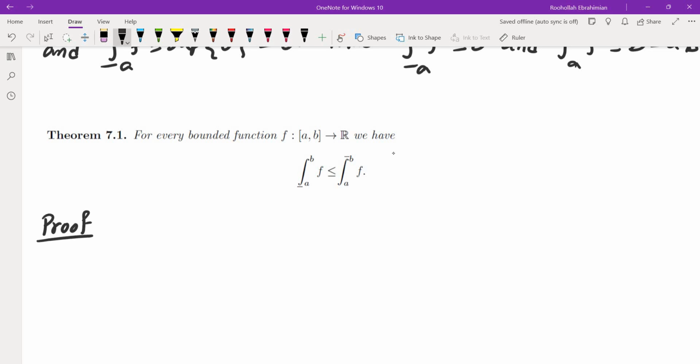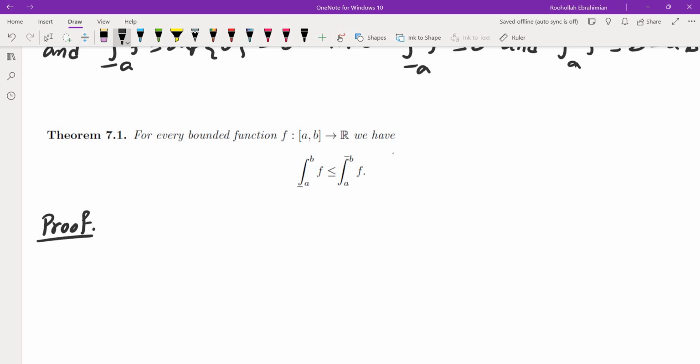Great. So now we are going to discuss a theorem. For every bounded function f, the lower integral is always less than or equal to the upper integral. It makes sense that the lower integral must be less than or equal to the upper integral. But how do we prove this?